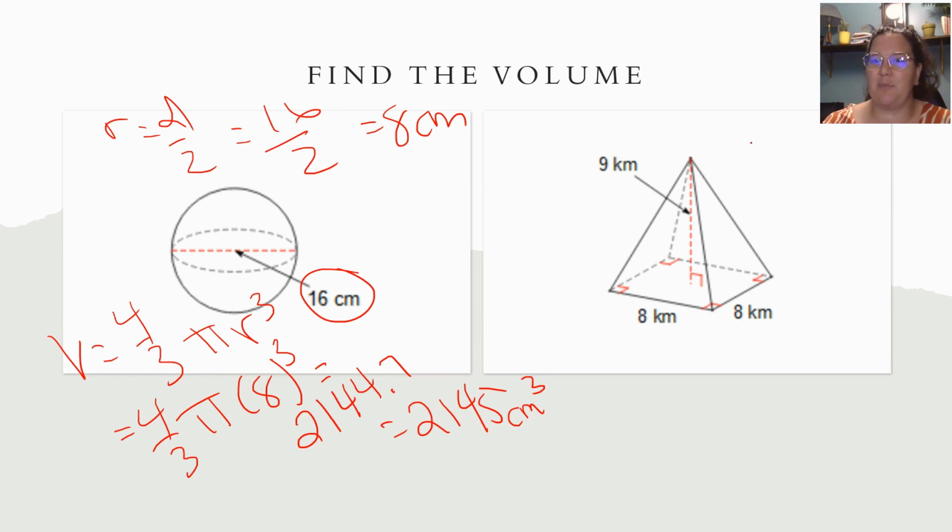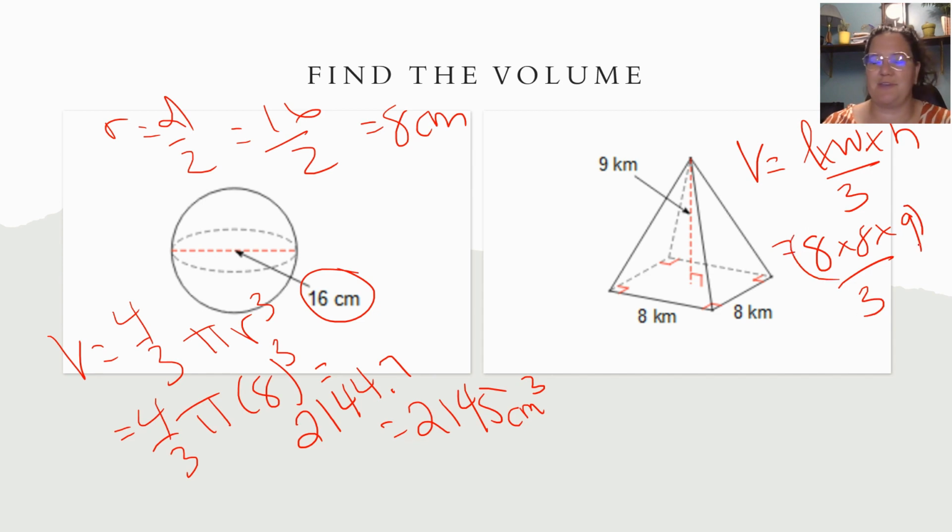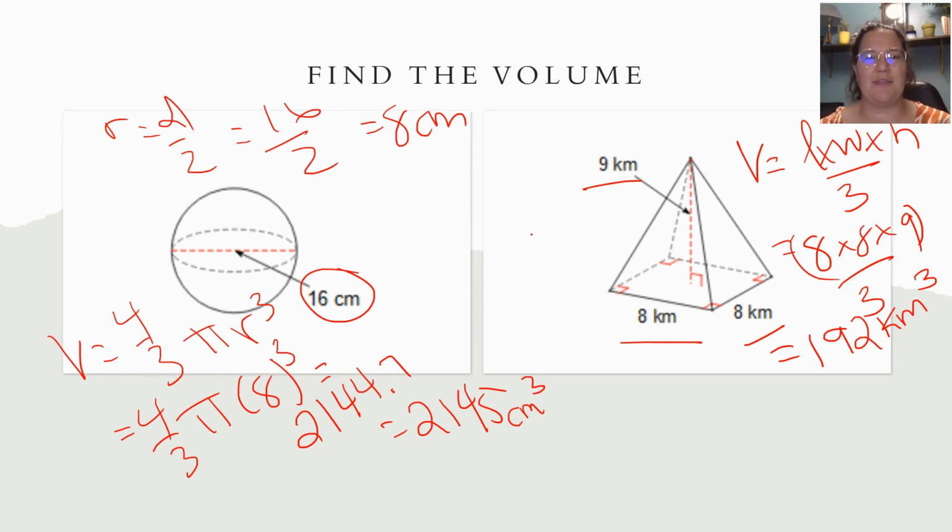Now the volume of a square pyramid is equal to the area of the base, length times width, so the area of the base times the height, divided by 3. So this is going to be 8 times 9 divided by 3. We can just put this all straight into our calculator, and I'll get a volume of 192 kilometers cubed. So this would be a gigantic pyramid that is 8 kilometers square and 9 kilometers high. Absolutely massive.